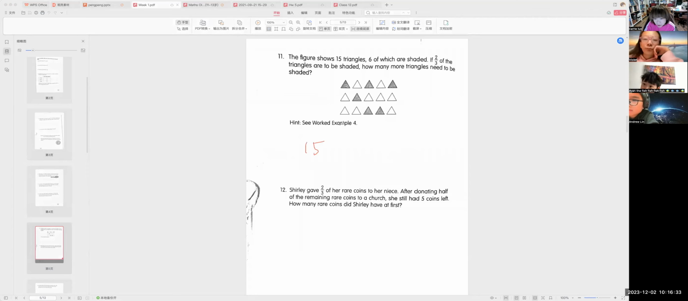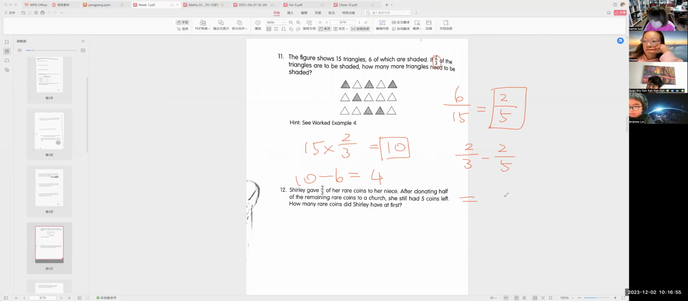You can see, out of 15, I want 2/3 of them shaded, so I need 10 of them. So 10 minus 6 equals 4. Correct? And you can also do another, harder way. 6/15 equals what? Equals 2/5, right? So only 2/5 has been shaded, but we want 2/3 shaded. So 2/3 minus 2/5 equals 4/15. So using 4/15 times 15, we still get 4. But I like the first one better, correct?